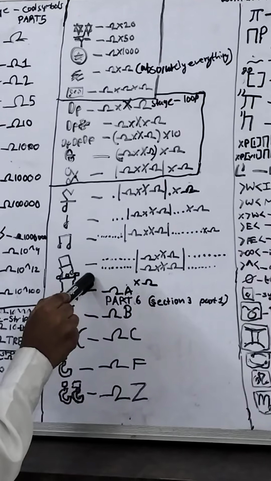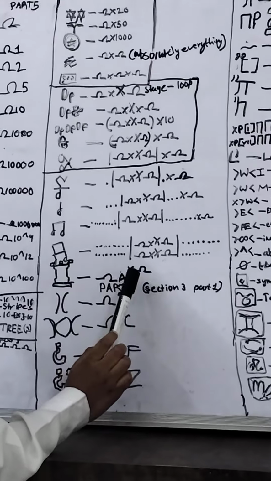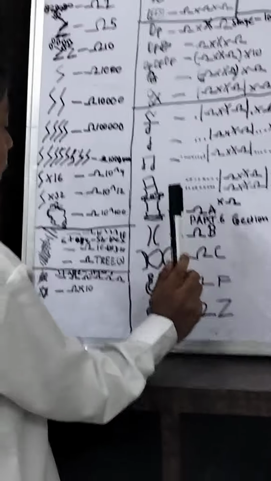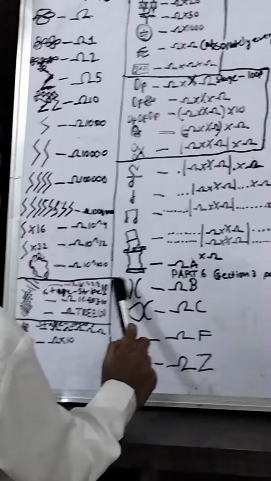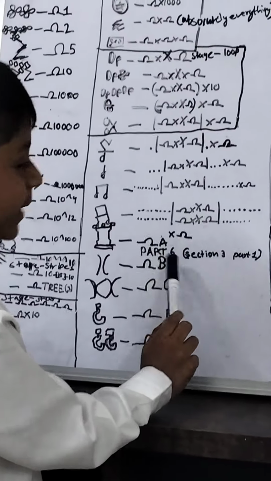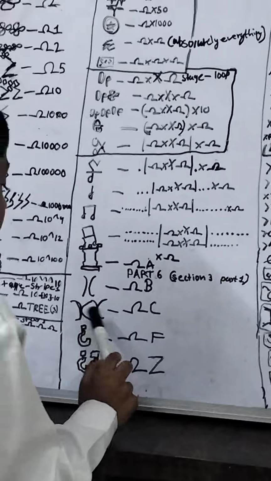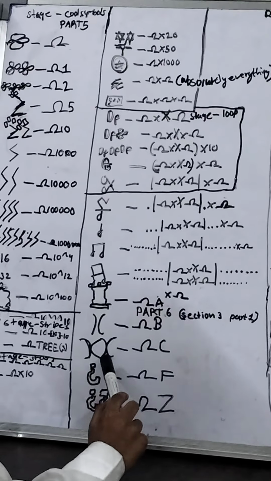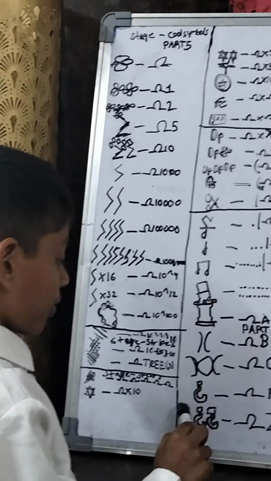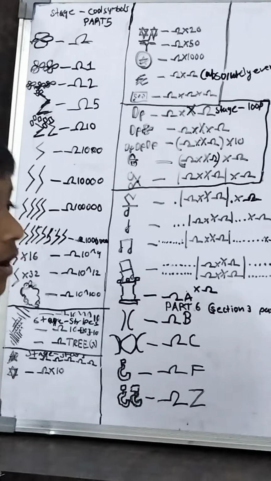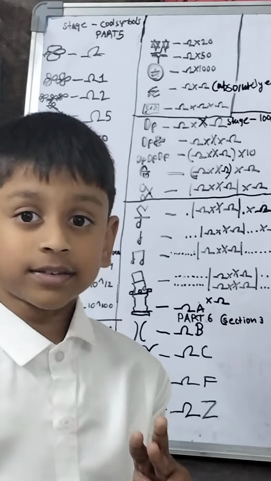Everyone knows this chess coin, but it is actually a Roman numeral, absolute infinity a. Now this bracket close and the bracket is equal to absolute infinity b. Bracket close bracket is equal to absolute infinity c. Upside down question mark is equal to absolute infinity f. Two upside down question marks is equal to absolute infinity z. Now three upside down question marks is equal to one absolute infinity.